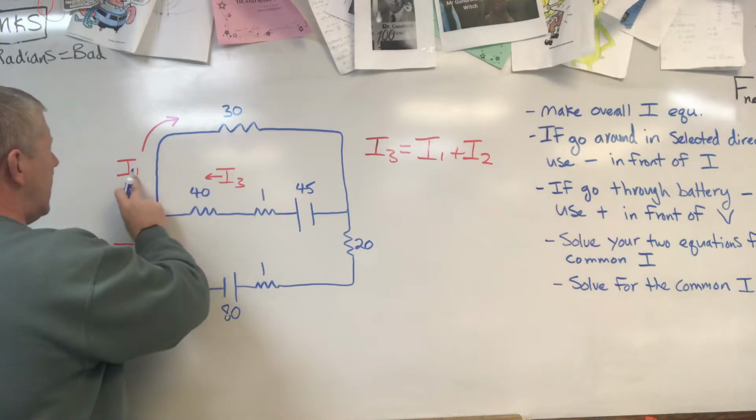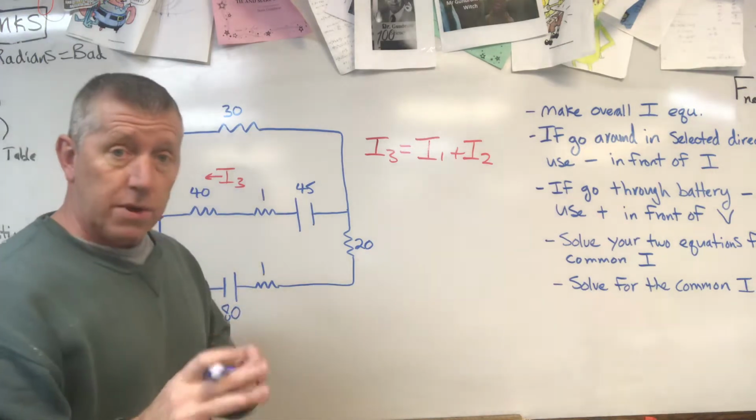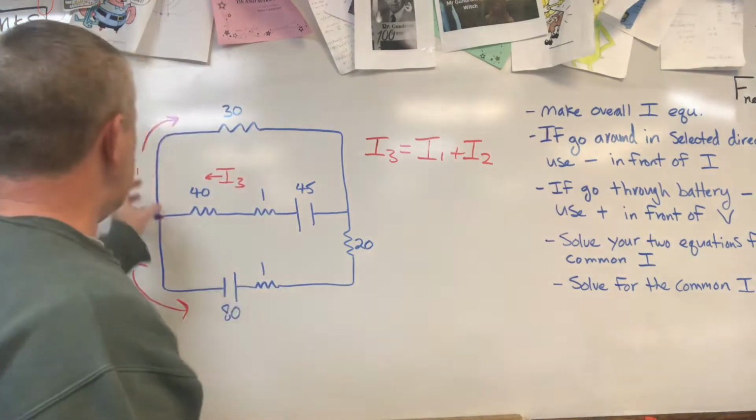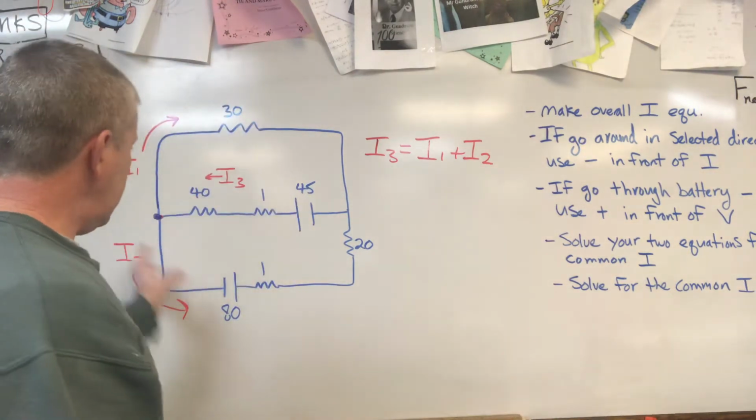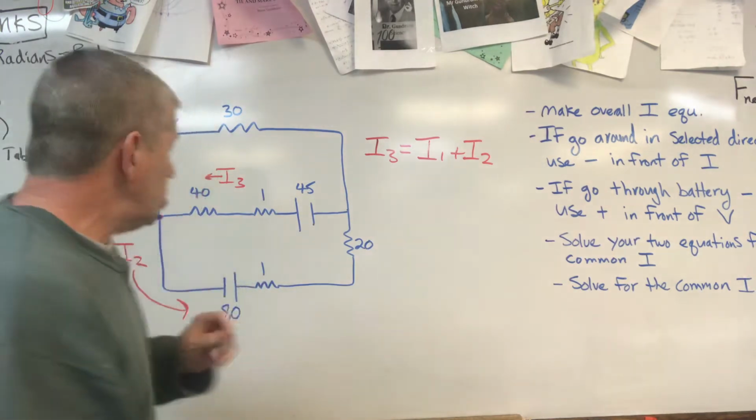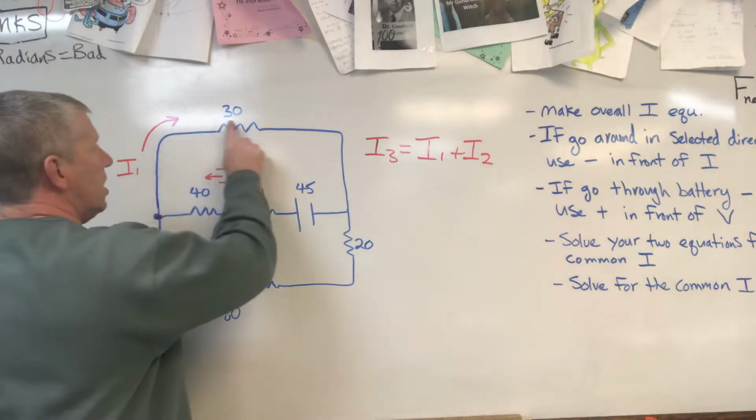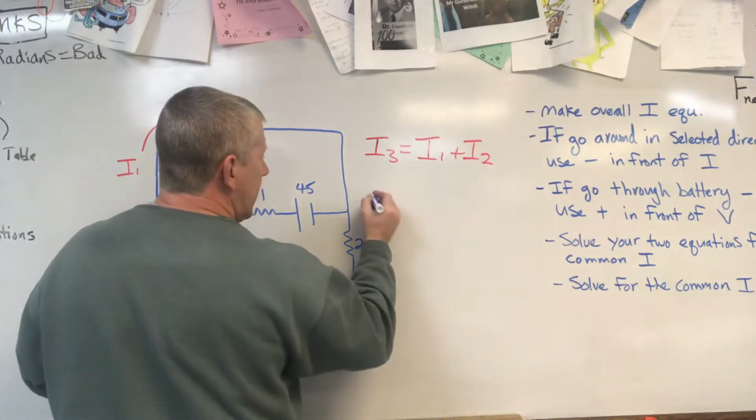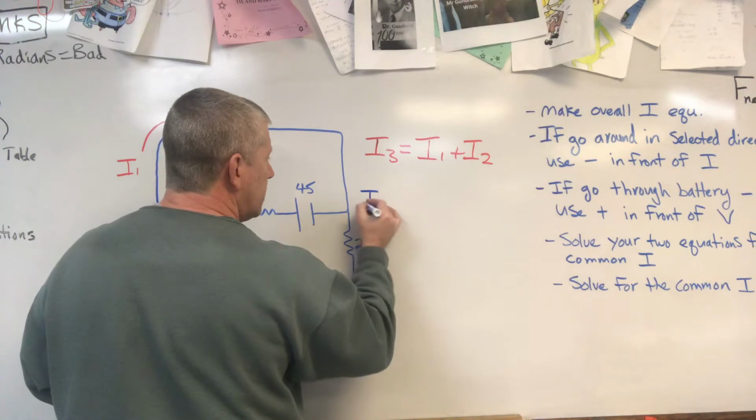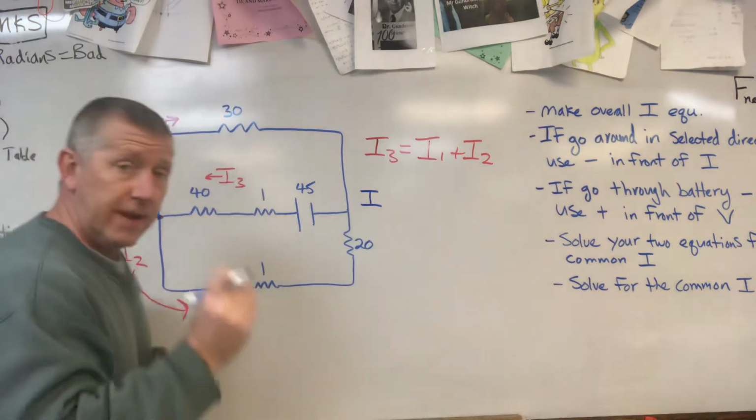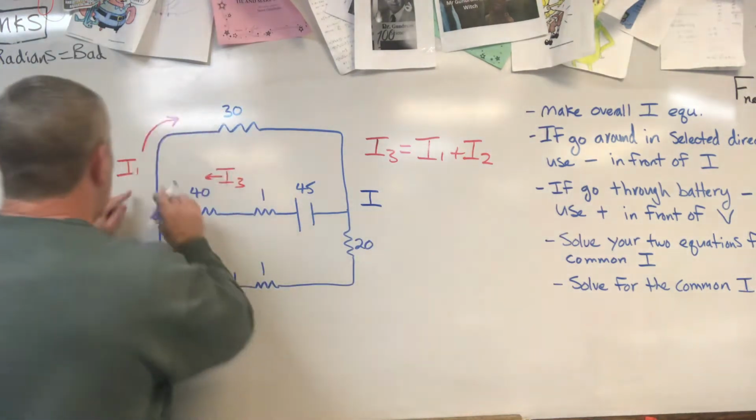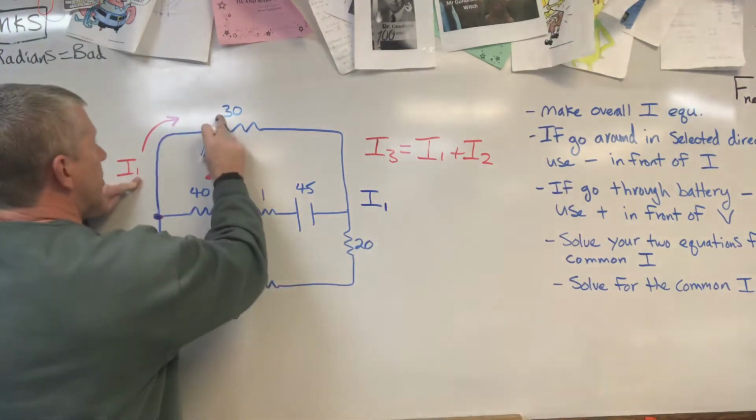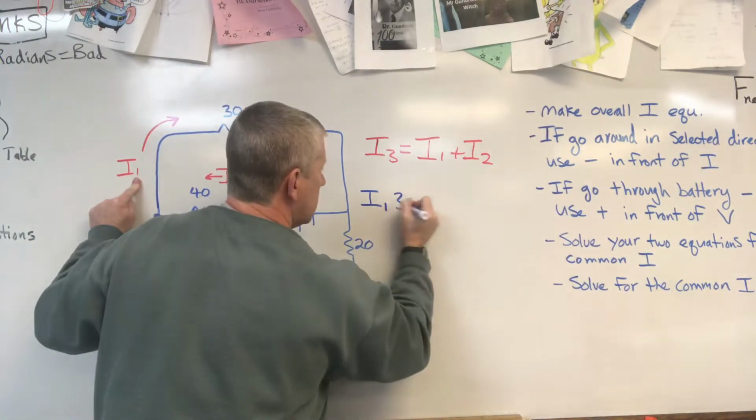I is I1. Now remember, let's go back to what we're doing. We're trying to find the current going through this line, and this line. So I need to know how much current goes along this line, and it encounters this resistor. So I write the equivalent voltage for this resistor. V is I times R. The I going through this resistor is I1, and it's a 30 ohm resistor.